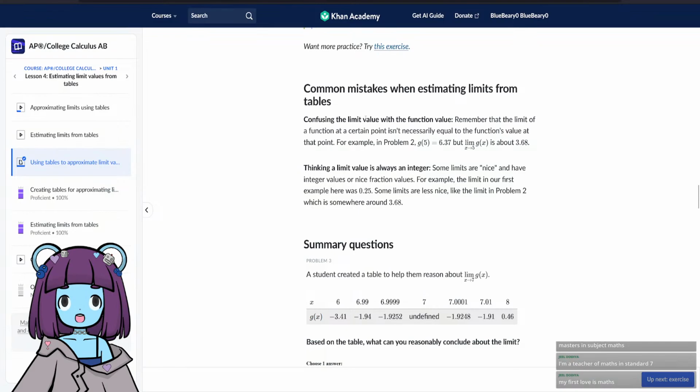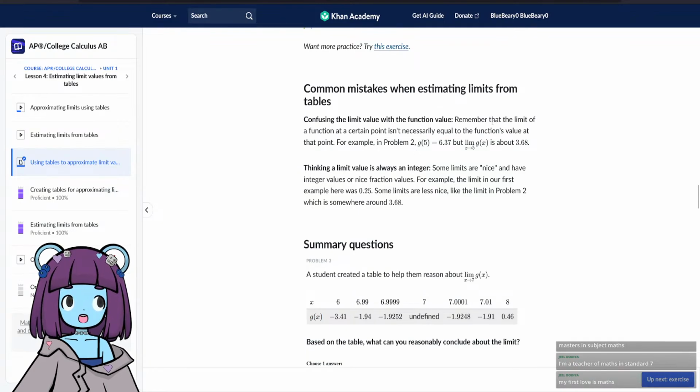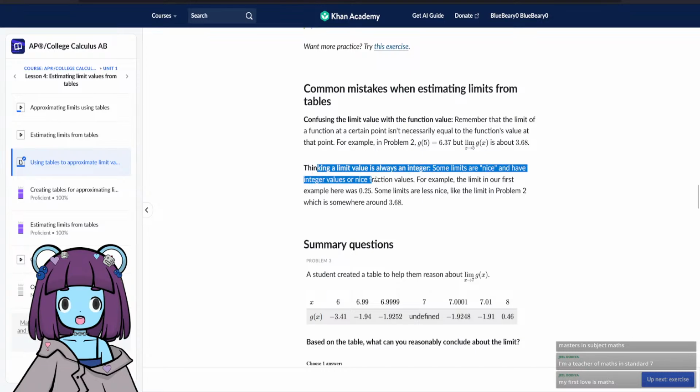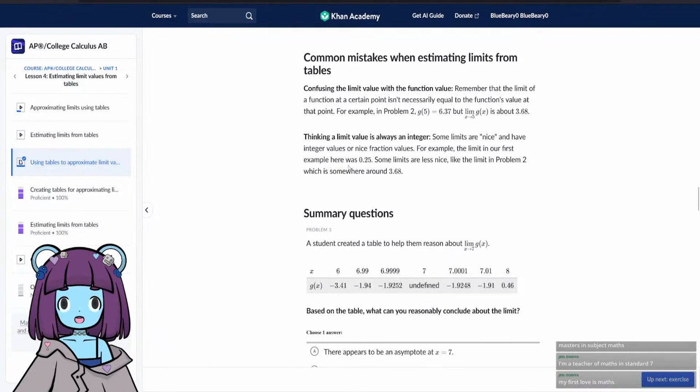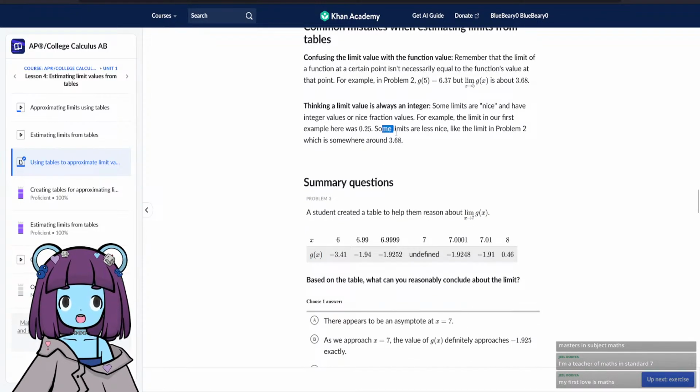Confusing the limit value with the function value. Remember that the limit of a function at a certain point isn't necessarily equal to the function value. Taking a limit value is always an integer? Some limits are nice and have integer values or nice fraction values. For example, the limit in our first example here is 0.25. Some limits are nice, like the limit in problem 2, somewhere around 3.68.